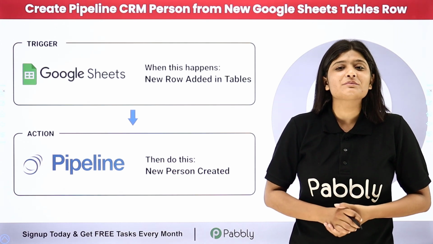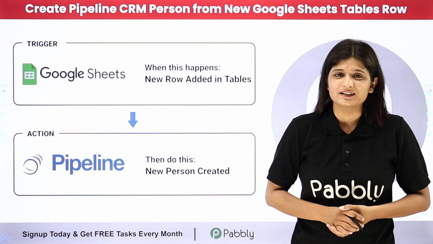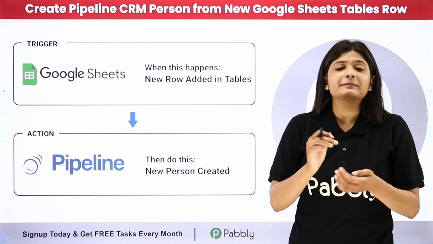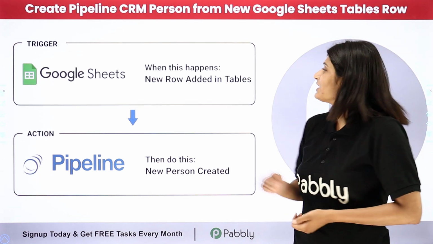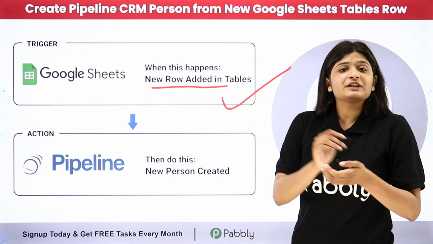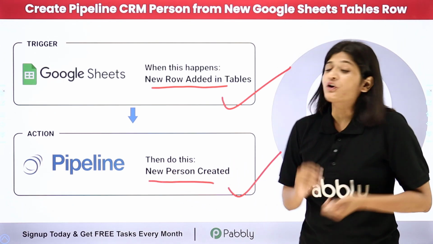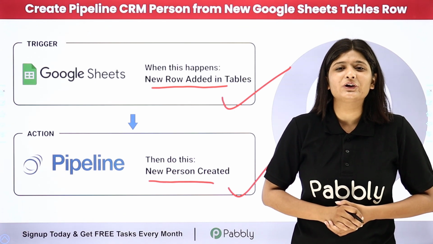So Pabbly Connect is an amazing automation and integration software which requires no coding or programming skill. I just need to build connection between Google Sheets and Pipeline. Pabbly Connect runs on two principles, which is triggers and action. Here as my trigger application, I will take Google Sheets where the new row will be added in tables, and in my action application, I will take Pipeline CRM where the person will be created automatically. If you want to learn this amazing automation step by step, let me take you all to my screen.